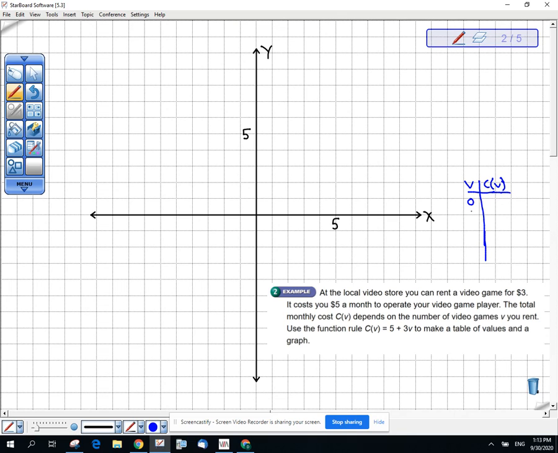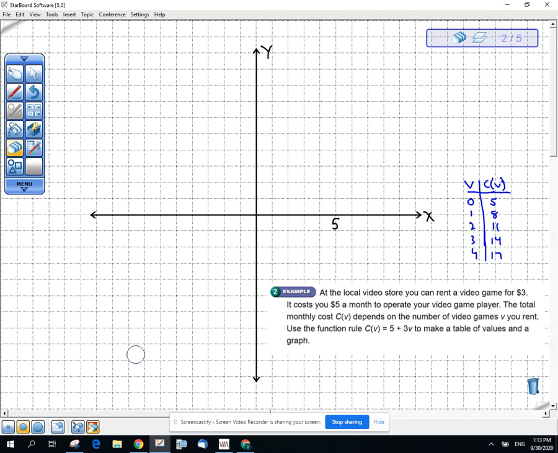And let's go with 0, 1, 2, 3, 4. I said 1 would give you 8, 2 would give you 11, 3 would give you 14, right? 9 plus 5 is 14. 4 would give you 17. In fact, 0, if I go backwards here, would be 5. If you have this program or this deal, you're going to pay $5 no matter what. And then if you rent one game, you're going to pay 8 and on up.